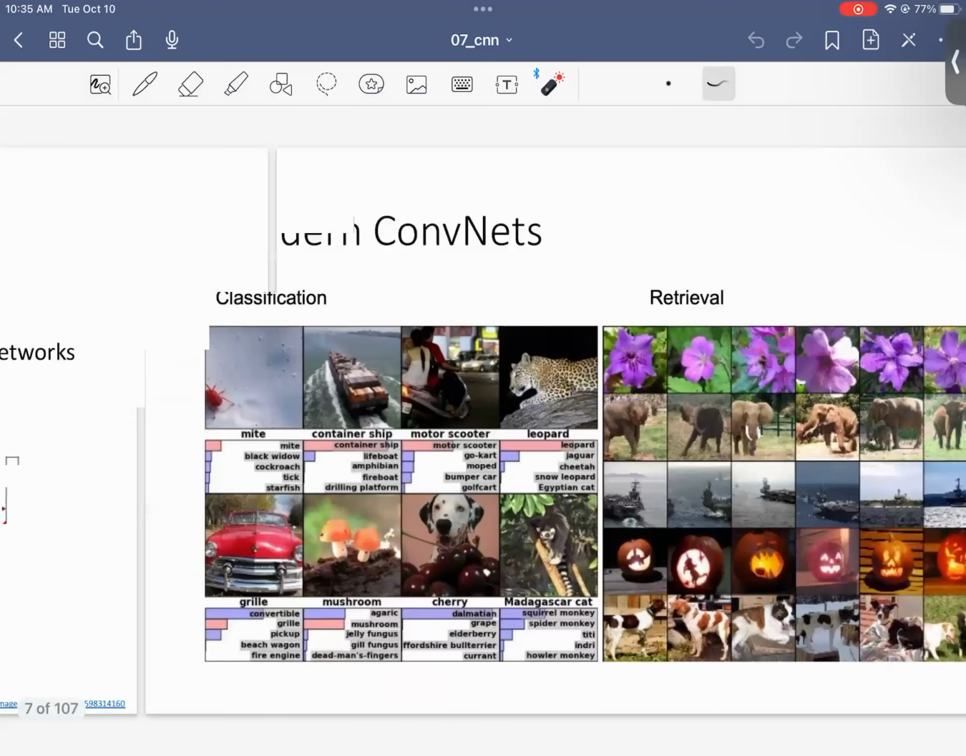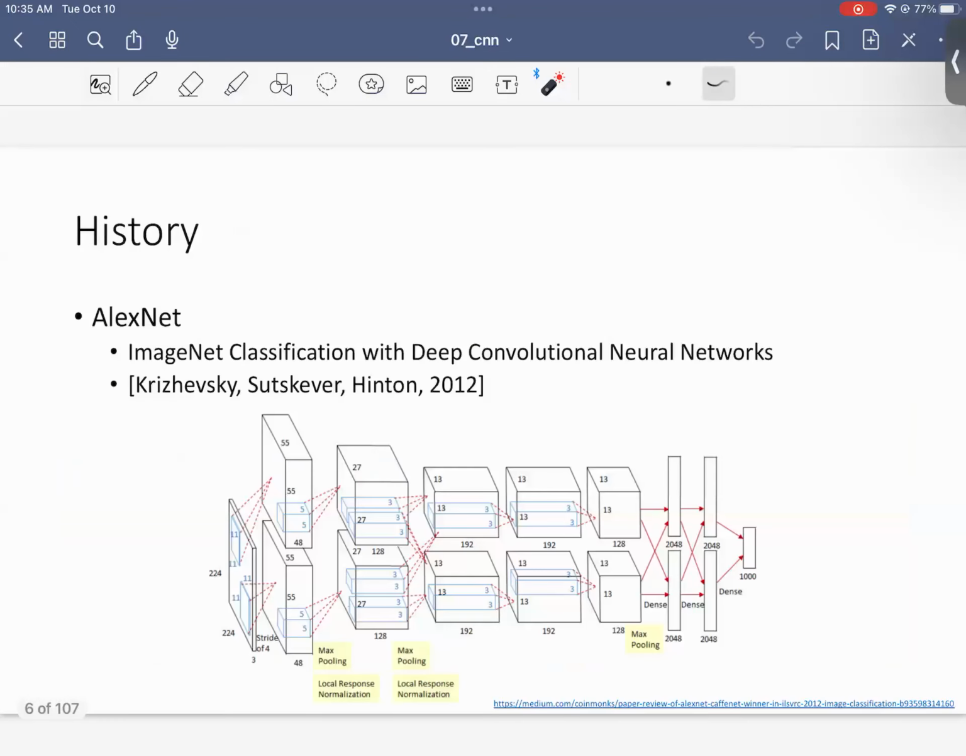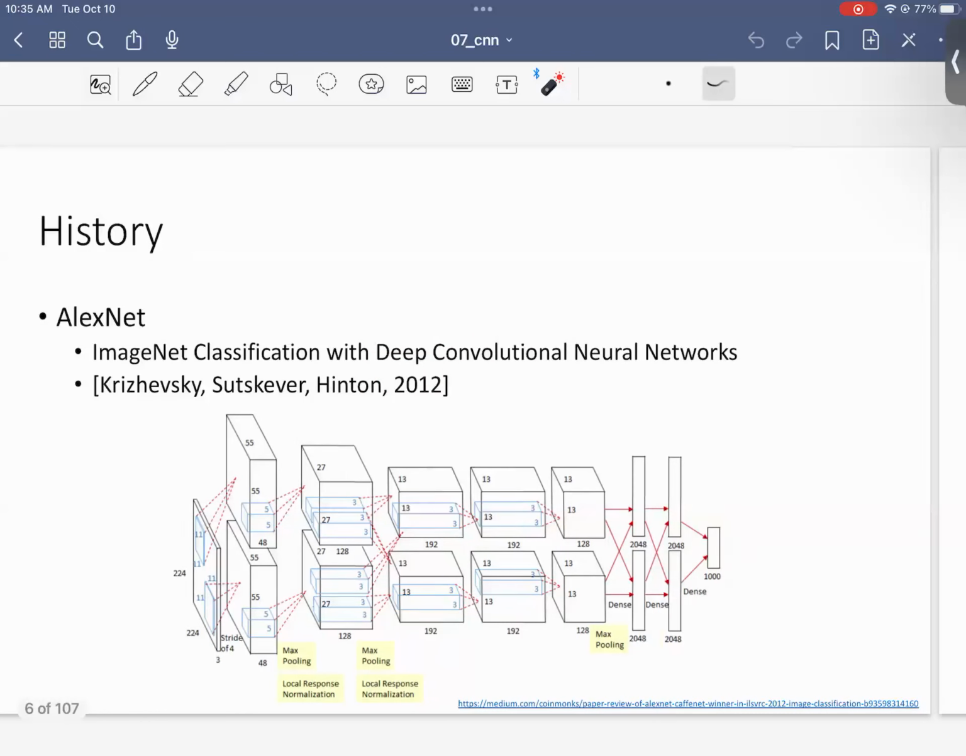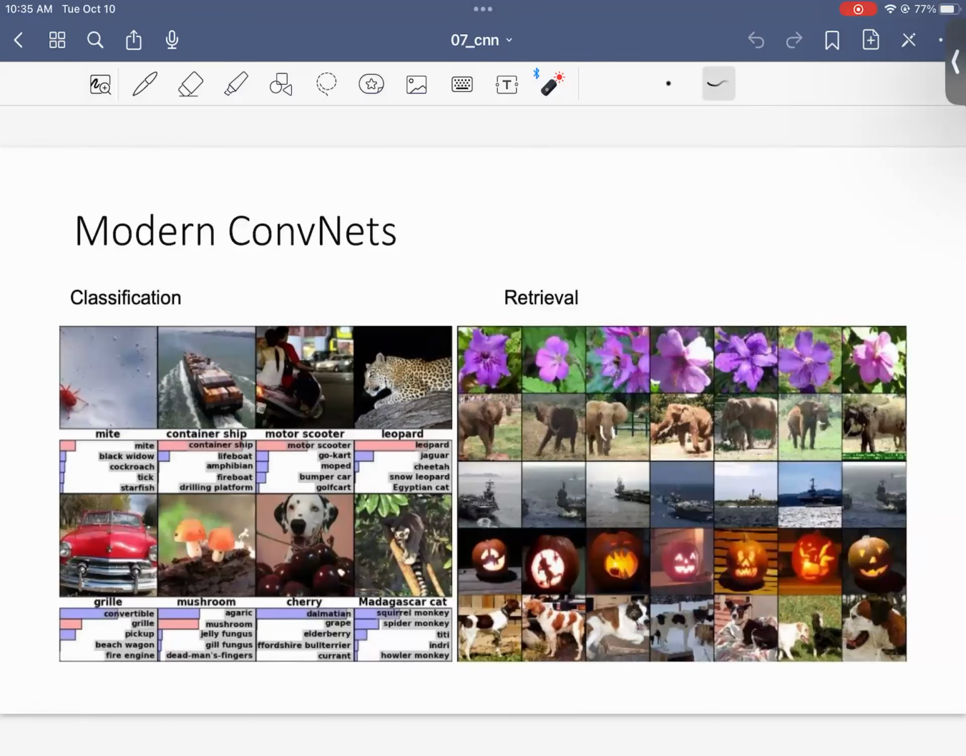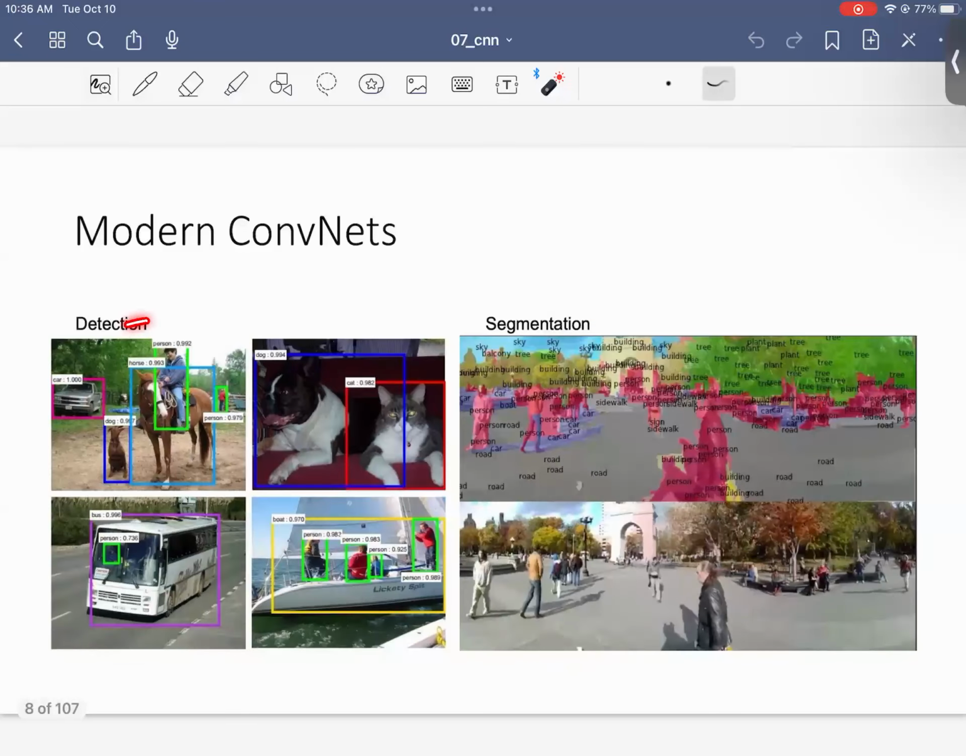And this is still old stuff. This is like 11 years ago, right? So modern ConvNets can do way more than just classification. It can do information retrieval. If you are familiar with CLIP from OpenAI, it can do retrieval very well. And there's object detection and object segmentation, which is a little bit different.